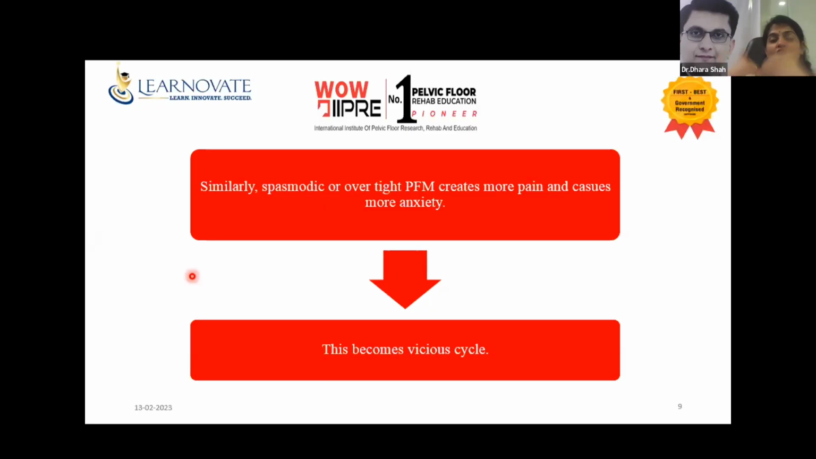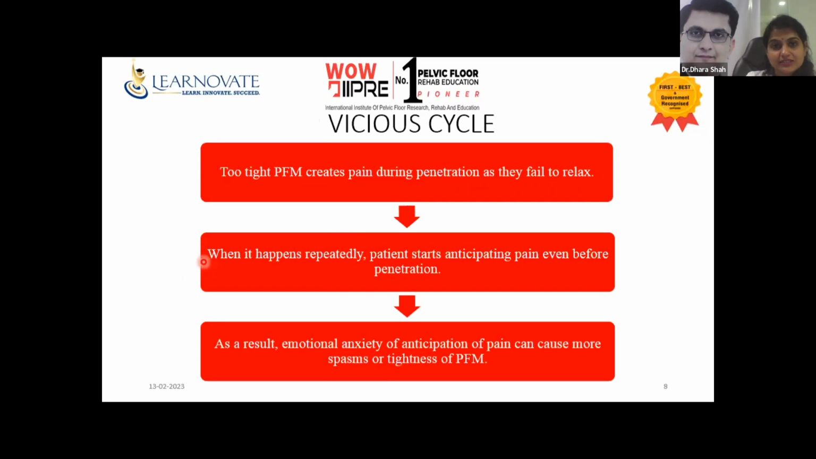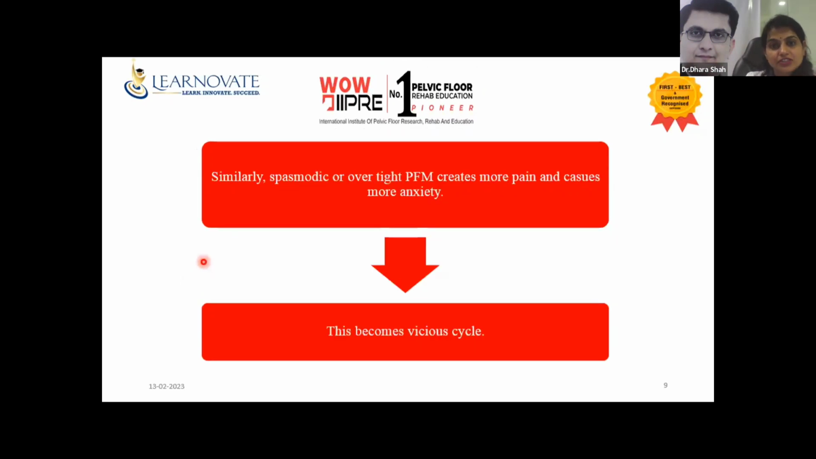mind perception. So in hypertonus cases, it is very essential that we have good communication, and we do a lot of counseling even during the rehab session. And that has been reflected by this vicious cycle. Always remember this vicious cycle. It does not just apply to the partner, it also applies to you.